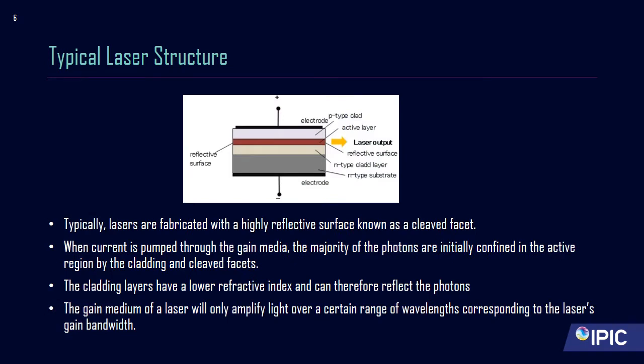Typically, lasers are fabricated with highly reflective surfaces known as cleaved facets. That's shown here and here. When current is pumped through the gain media, the majority of the photons are initially confined in the active region by the cladding and cleaved facets. So the cladding layers are up here and down here. These cladding layers have a lower refractive index and can therefore reflect the photons back into the active region. The gain medium of the laser will only amplify light over a certain range of wavelengths, corresponding to the laser's gain bandwidth.